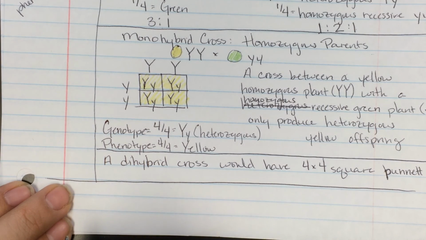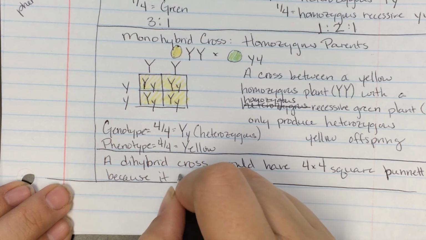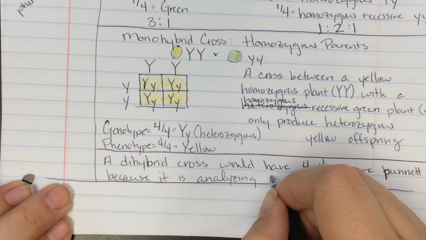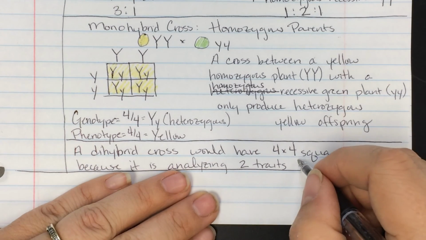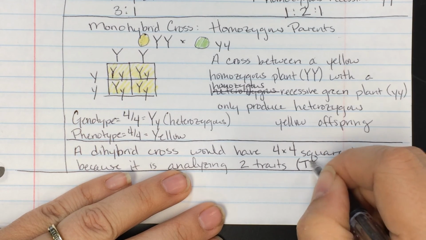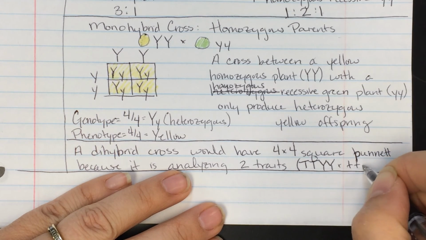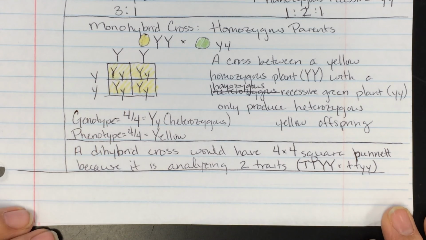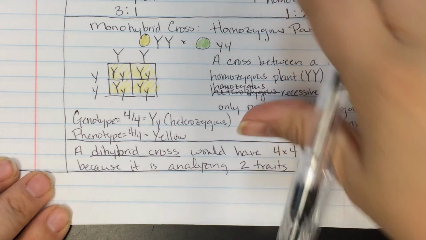Punnett, because it is analyzing two traits. So if we're doing that kind of cross, that would be like if we're looking at, say, a plant that was tall and yellow, cross with a plant that's, say, short and green. And it's a lot more complicated, and we will take some time on those, but just want to make sure you see the difference between a dihybrid being a lot bigger than our monohybrid.